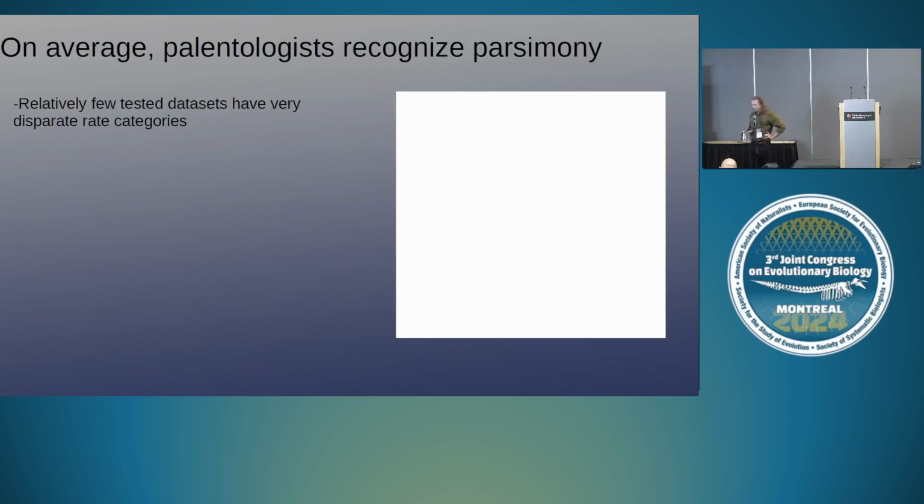For our data sets, what we've been able to see is that relatively few of our tested data sets have very disparate rate categories.